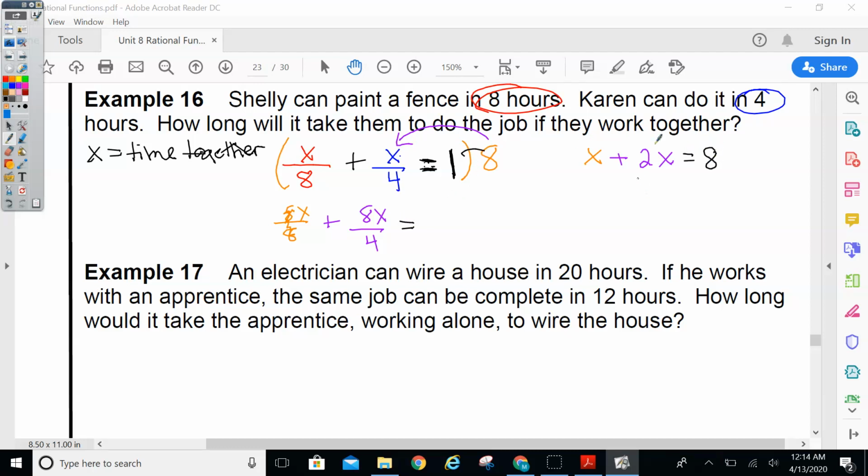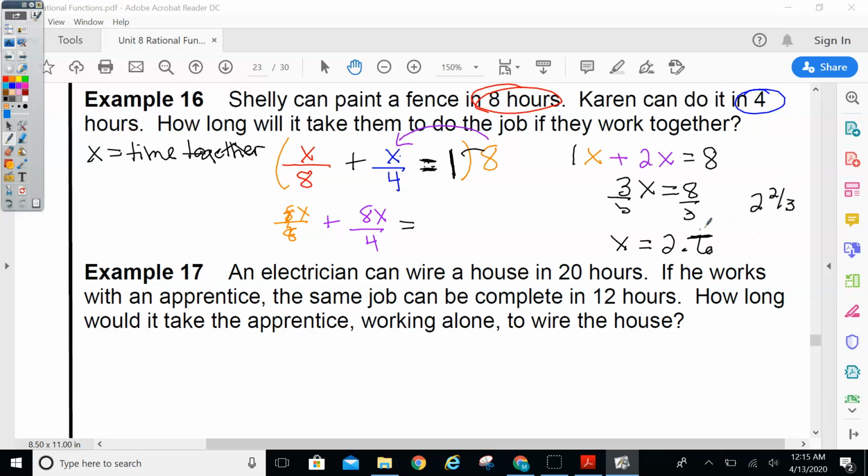So that's using the least common multiple way, the clearing the denominator. The top one was common denominator. This one is clearing the denominator. So 1x plus 2x is 3x equals 8. Divided by 3, x is 2.6 repeating in the calculator. So this is 2 2/3.